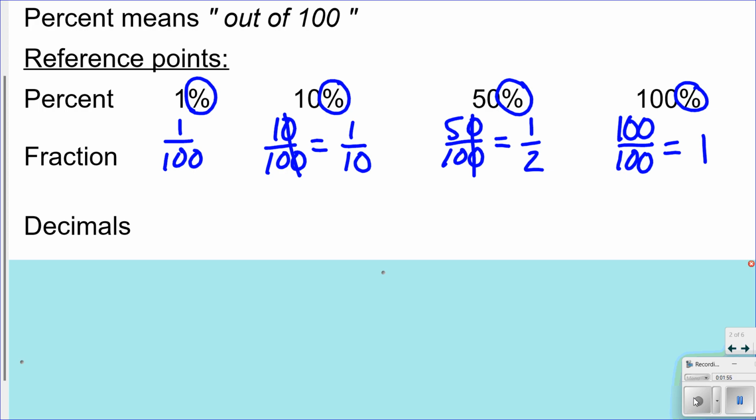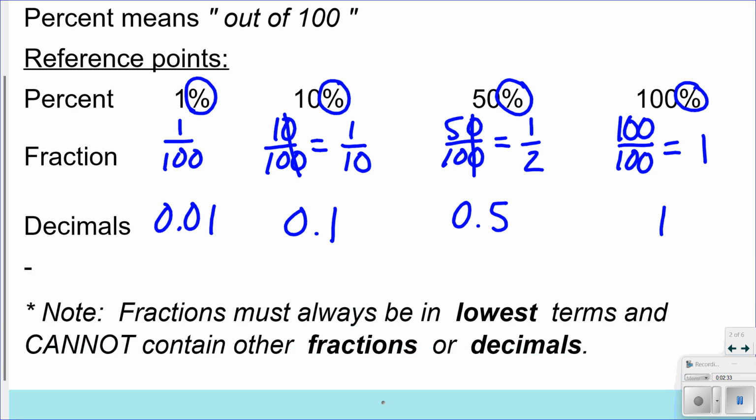Okay, so then some decimals as a reference point. 1%, 1/100th as a fraction. We can also write 1/100th like this. 10% is 1/10. We can write it like that. 50% is 1/2. It's also 5/10. And 100% as a fraction and a decimal is the exact same thing. It's a whole 1.